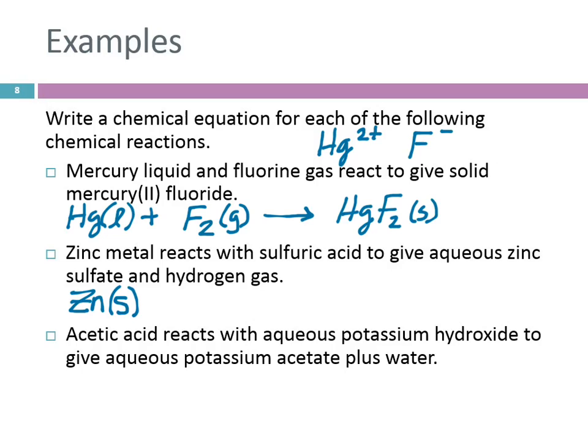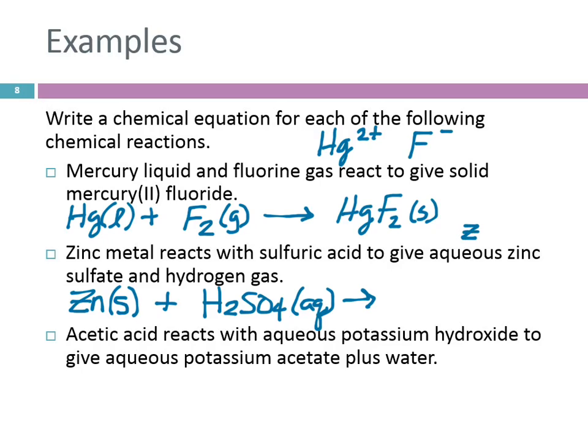Sulfuric acid. Close. H2SO4. Sulfuric comes from sulfate. Sulfate ion, SO4, 2 minus. And so sulfuric acid has 2 hydrogens, and then that sulfate ion. What's the state symbol for an acid? Aqueous. So when we talked about acids, we talked that all the acids are dissolved in water, they're aqueous. Now it says to give aqueous zinc sulfate.